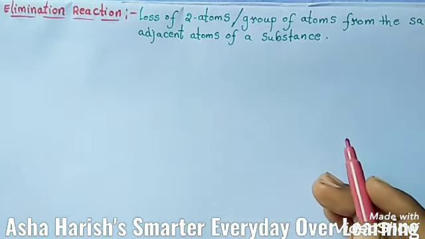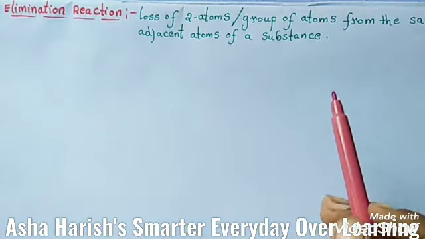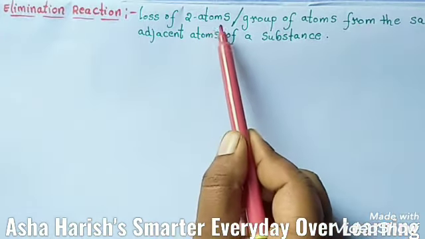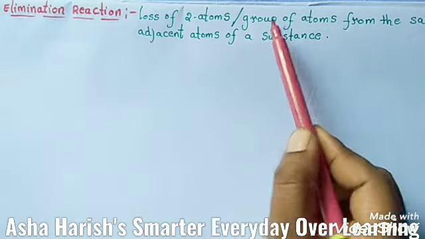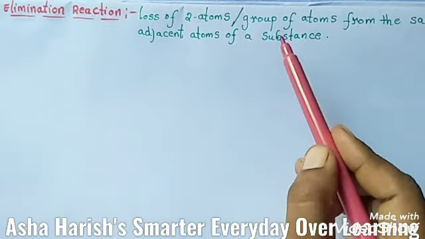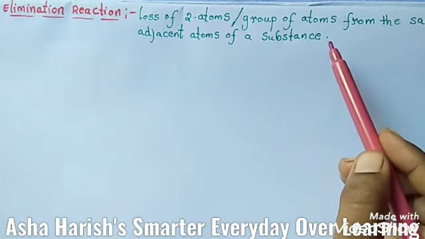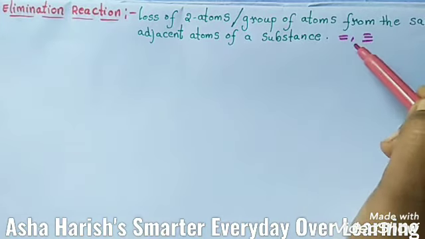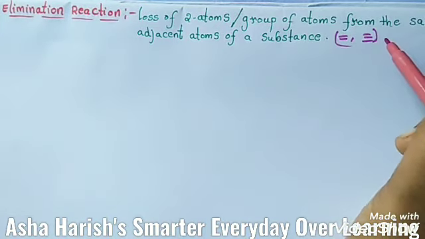First of all, what is meant by elimination reaction? You have to know. An elimination reaction is one that involves the loss of two atoms or groups of atoms from the same or adjacent atoms of a substance, leading to the formation of a multiple bond. Multiple bond is nothing but a single bond, a double bond or a triple bond. These are the multiple bonds.